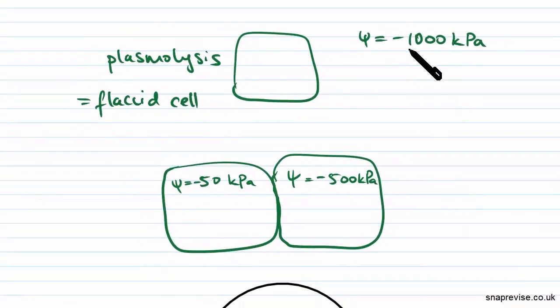In contrast, if we put the cell into a very concentrated solution, because the water potential outside the cell is lower than the water potential inside the cell, water moves out. And this leads to a process called plasmolysis, which is where the plasma membrane of the cell starts to break away from the cell wall, and this leads to a flaccid cell.